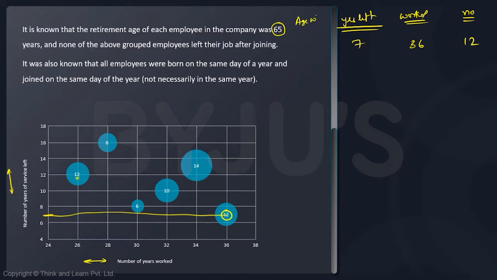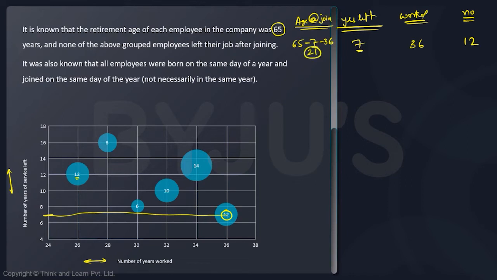So age when joined. So when they join, what is their age? Remember, they will retire at 65, which means this 7 years left. So this age should be 65 minus what is left minus what is worked. So this should be the age when they join. So 65 minus 36 plus 7. So 36 plus 7 is 43. So 65 minus 43 should be 21, I believe.